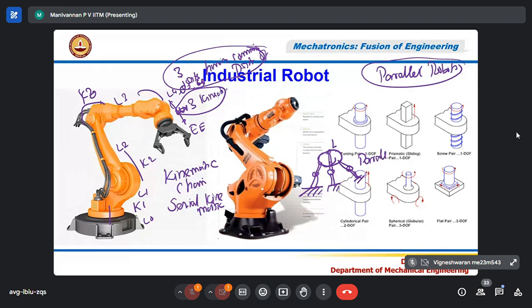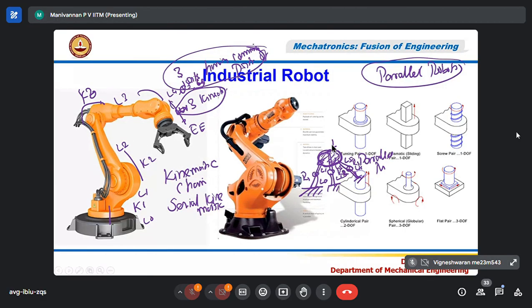Example, a parallel robot. You can see that this is one part, the top part. It is a plate, right? The plate is connected to this kinematic chain. You can say link 0, link 1, link 2, link 3, link 4, link 5, and this is R1, R2, R3.